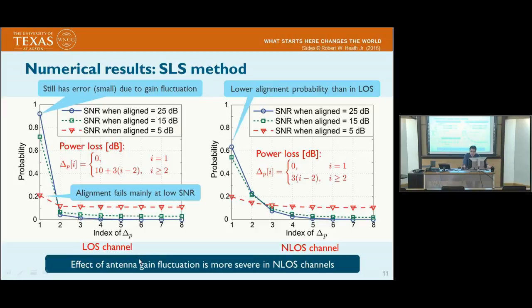And when we move to the non-line of sight channel, we can see that there is a large drop at this point here for the aligned case. And this is because of the lower gap to the second best beams, so that it's easier for the noise level to flip it. And one other point that I should make is that when we have a high antenna gain fluctuation, the fluctuations of the antenna become problematic for this non-line of sight channel.